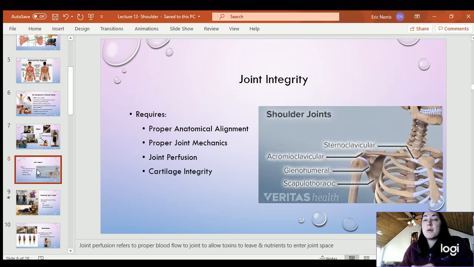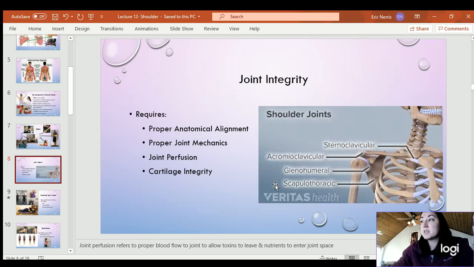So the cartilage integrity is also part of that, making sure that the cartilage stays intact and gets the blood supply it needs. Proper joint mechanics, if part of the capsule is tight and part of it's loose, or whatever, stretching that tight part of the capsule through joint mobilizations in order to maintain good mechanics. And then proper alignment, so that they're able to do what movements they need to do without substitutions or without excessive other movement.